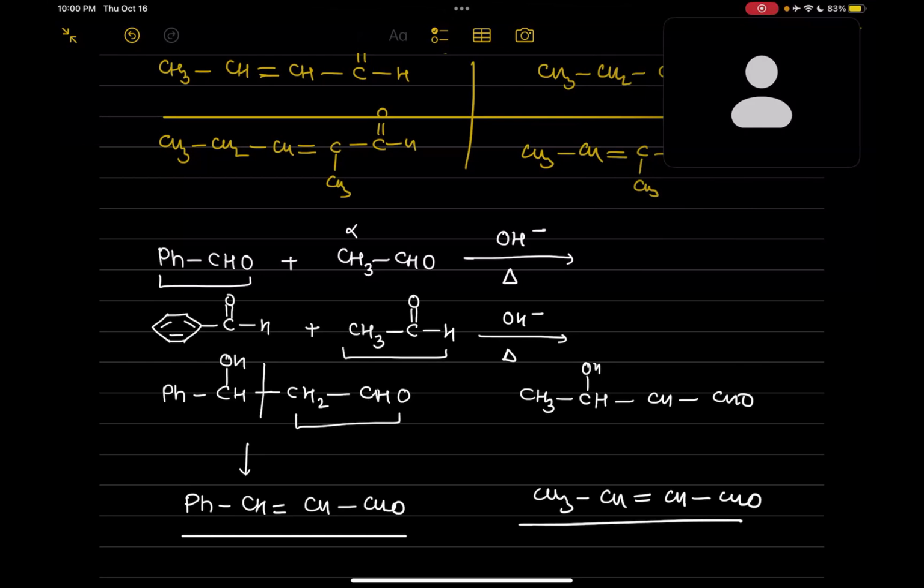But if somebody has given two different aldehydes, then what must be the purpose of taking two different aldehydes? It must be crossed aldol. So when two different aldehydes are given to you, you must go for the formation of the crossed aldol product as the major product. Is it clear? Getting my point? Yes, sir.